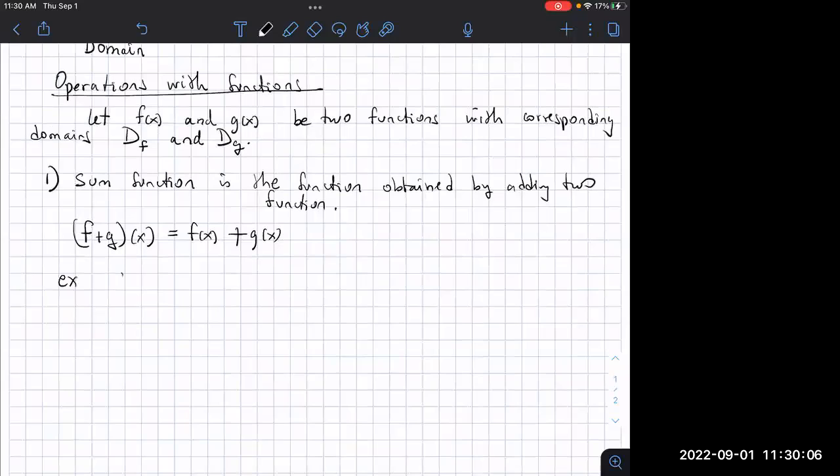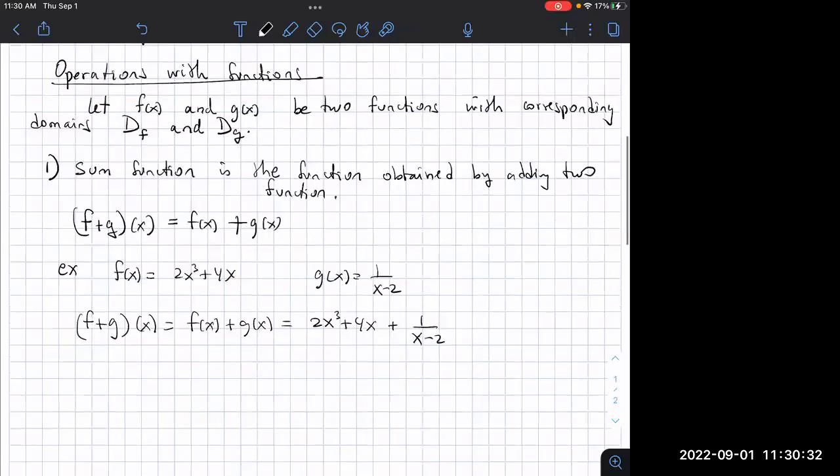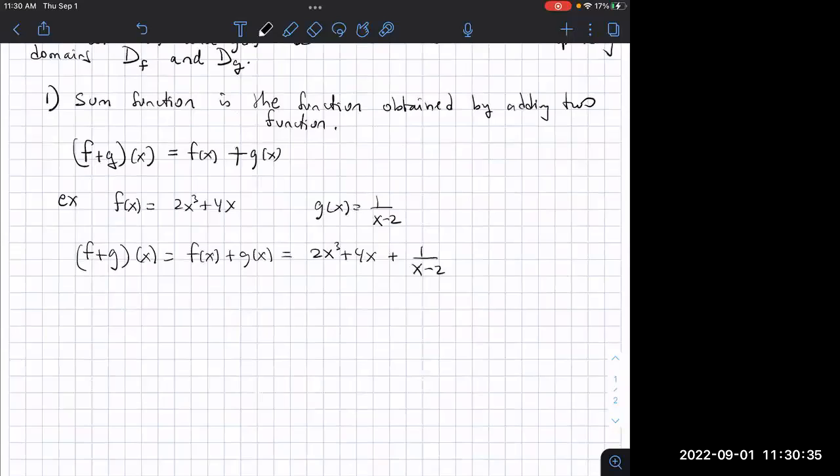So for example, if f of x is 2x cubed plus 4x, and g of x is 1 over x minus 2, then f plus g of x is f of x plus g of x. That is 2x cubed plus 4x plus 1 over x minus 2. So you just add the two functions. Again, the struggle at the beginning is just with the notation. So f plus g of x is really the sum of the two functions, f of x and g of x.